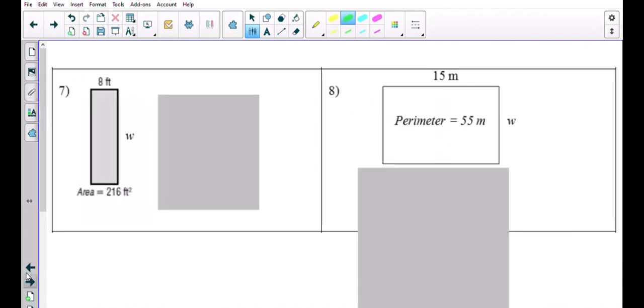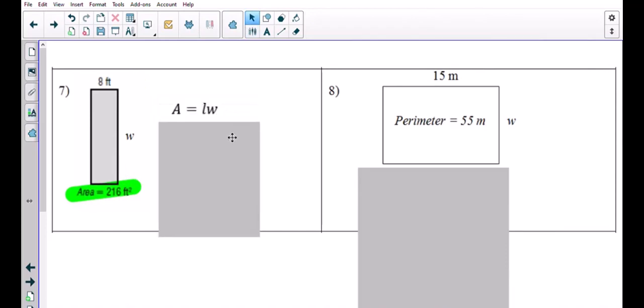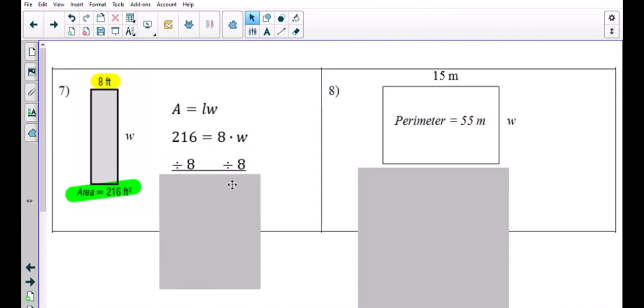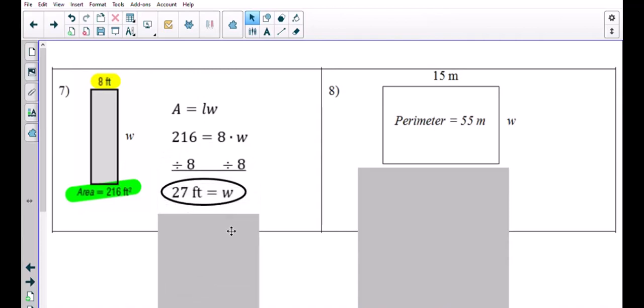Let's give this a try. In number 7, we're given the area of the rectangle to be 216 feet squared. We know it's a rectangle, so we're going to use the formula A equals L times W. That's the biggest thing, is decide what formula you're going to use. We're given the length. The length is 8, so I'll replace A with 216. I'm going to replace L with 8, so I'll have 216 equals 8 times W. Divide both sides by 8. We get our width of 27 feet.